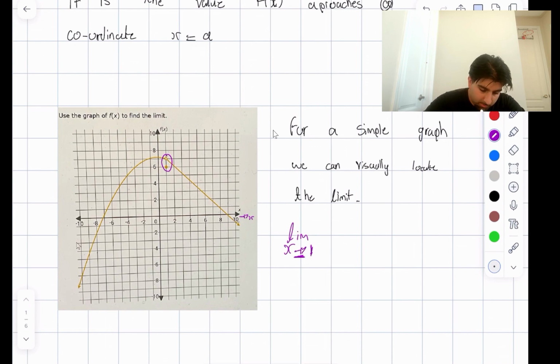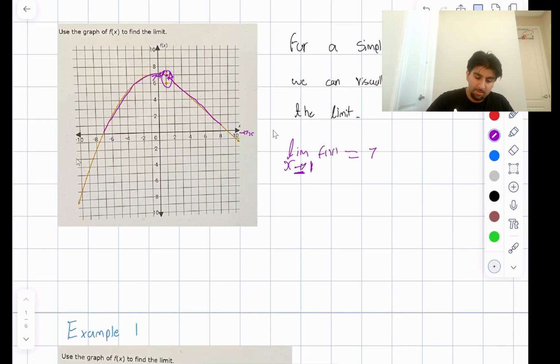So as we go on the graph, let's travel from this side. X is going to approach 1. We travel this way. Where are we? This is like 7. Travel from this side, we're going to get to the same spot, right? So as you go on the graph and you converge to that point, the value equals 7. So the limit is going to be 7.